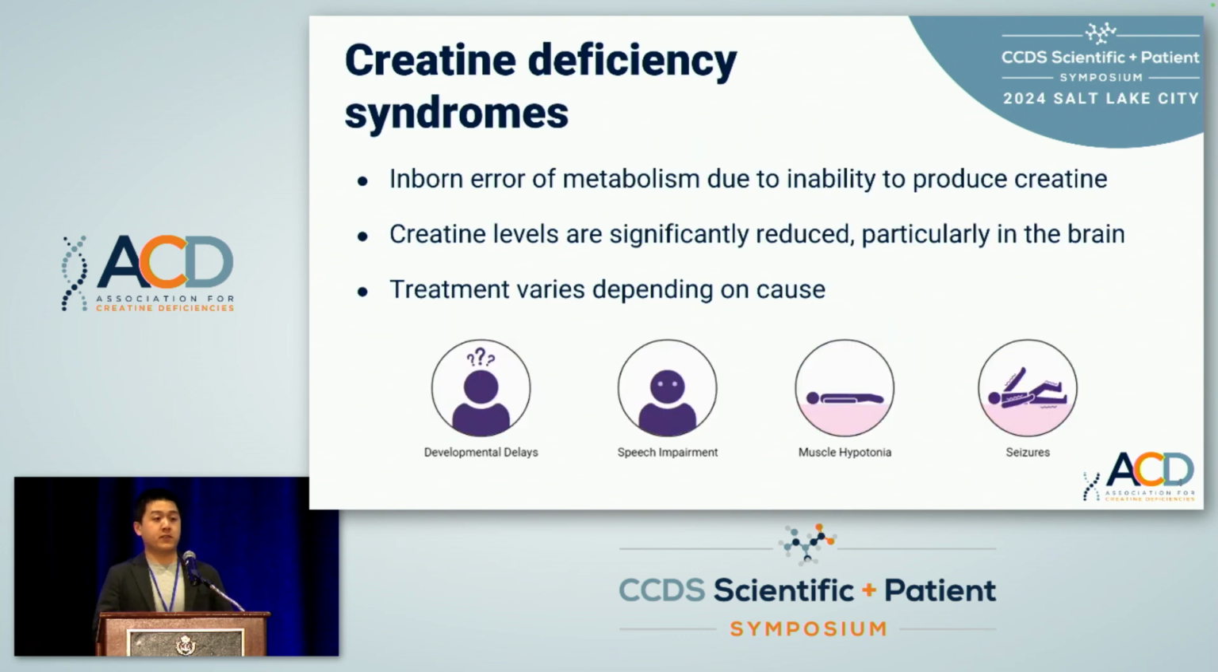Now, individuals with deficiencies in either AGAT, GAMT, or the creatine transporter develop a condition known as creatine deficiency syndrome, which is an inborn error of metabolism that occurs due to an inability to either produce or take up creatine. Patients with this condition have reduced levels of creatine within the brain, and they have symptoms including developmental delays, speech impairments, as well as seizures. Depending on the underlying cause of their condition, treatments for these individuals may vary.